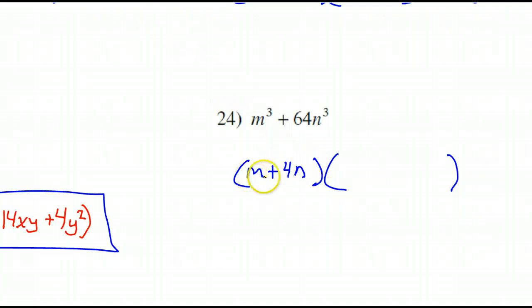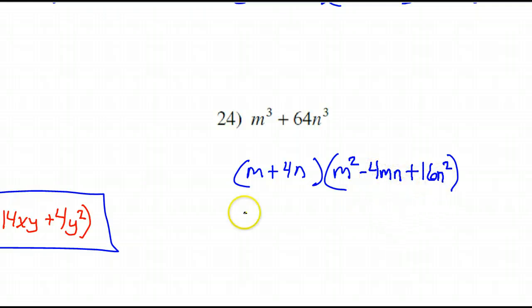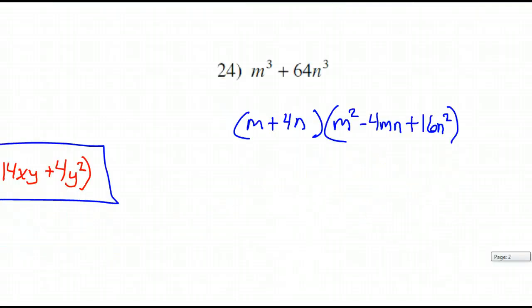Now, one more time, if I square these, I will get the beginning and the end. So square this, I get m squared. Square this, and I get 16n squared. If I multiply these together, I'm going to get 4mn. And we need to do the opposite sign, so minus 4mn. And that's it. That is the last problem.